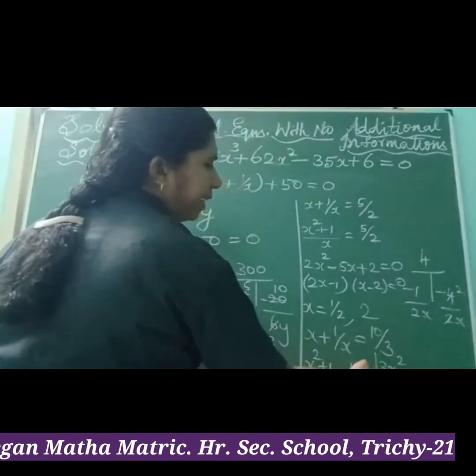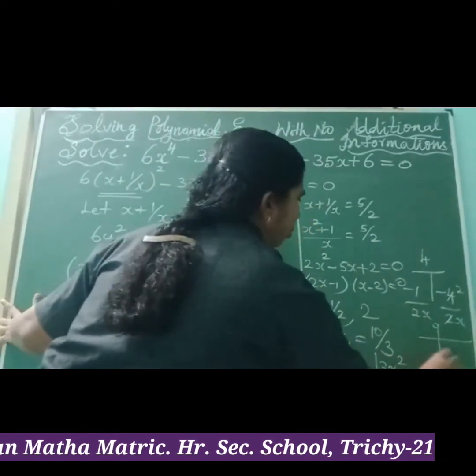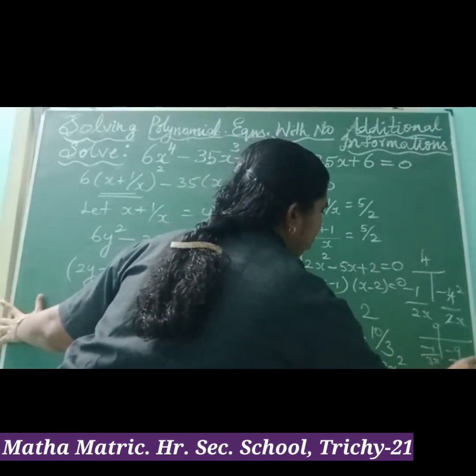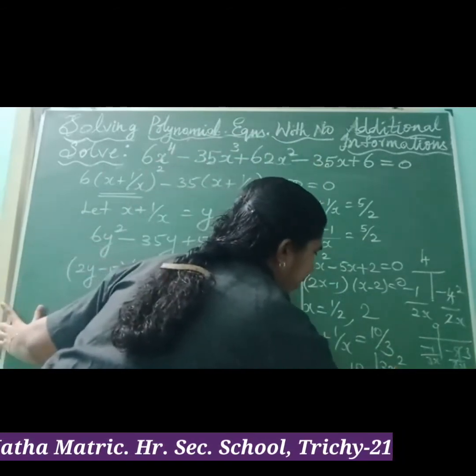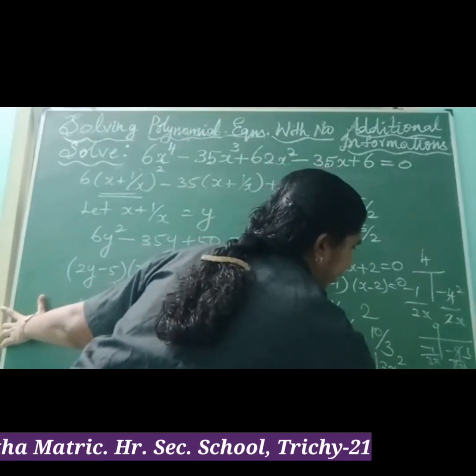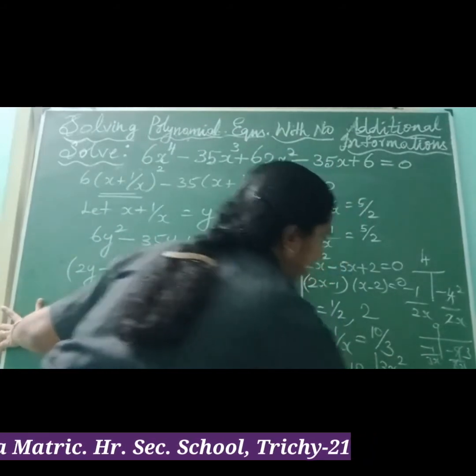we want to factorize and find out. 3 threes are 9, so the product is 9. So -1 and -9 divided by 3x. So here we are getting (3x - 1)(x - 3). Therefore the value of x is 1/3 and 3.